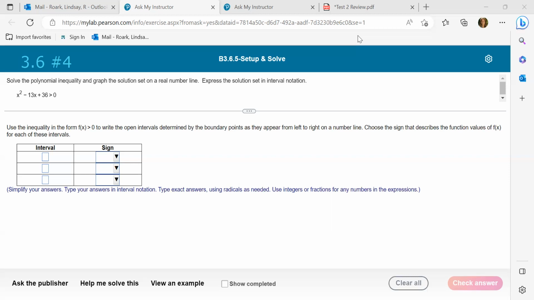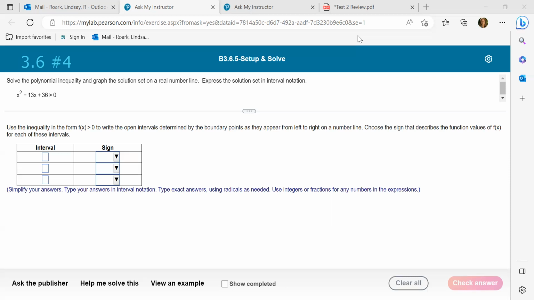It says solve the polynomial inequality and graph the solution set on a number line, express the solution set in interval notation. So the polynomial inequality that they give us is x squared minus 13x plus 36 greater than 0. Okay, so before I read any further, let's think about what we know about everything that we see here.